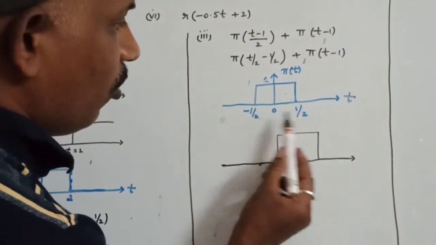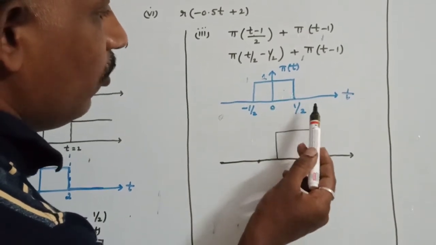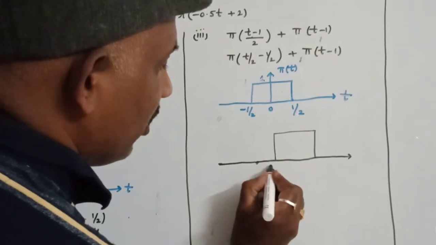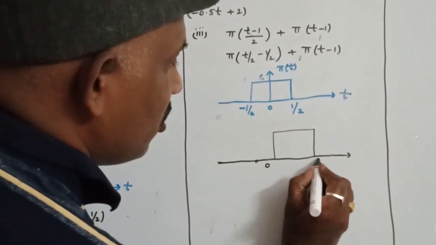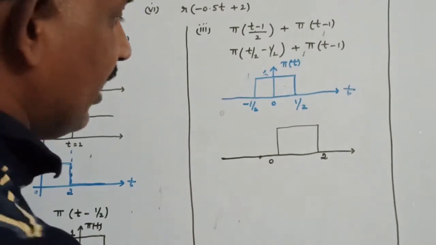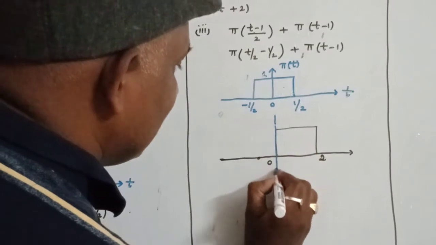So it will become 0 to 1. If we add 1 by 2, it is moved to 0. 1 by 2 plus 1 by 2 will become 1, and multiply it by 2. So therefore this pulse is extending from 0 to 2. You notice clearly it is extending from 0 to 2. So mention the vertical axis.